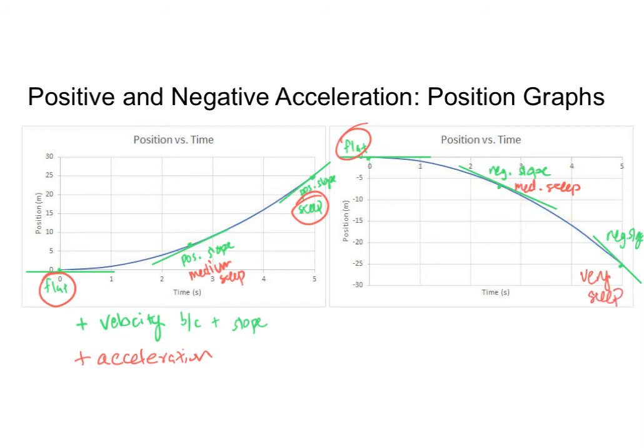So what this means is that our slopes are all negative, and because they are negative, that means velocity is negative, and that's because our slope is negative. Our acceleration is also negative. So we know that our acceleration is negative because my velocity is becoming increasingly more negative. So it's getting bigger in the negative direction.